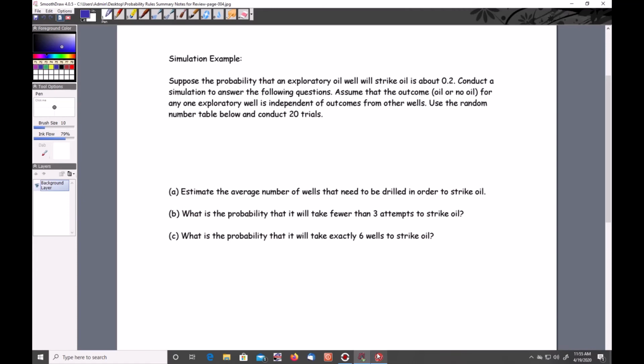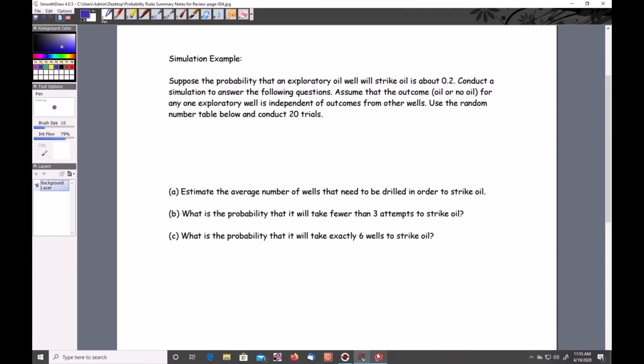All right, the very last thing that we're going to look at is simulation. I'm not exactly sure how much you'll see on the AP exam for simulation. It has shown up there. So let's just treat it like they could ask it.